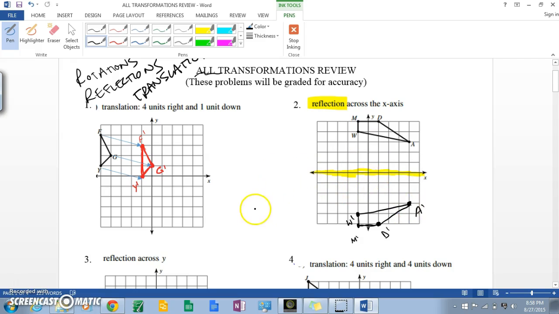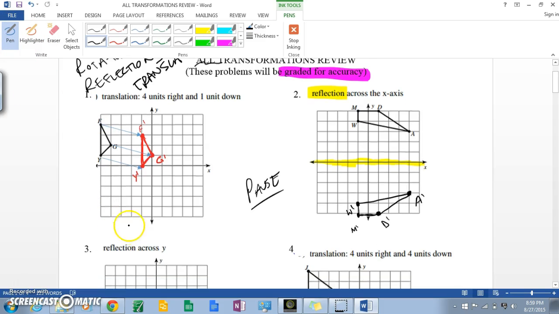Remember, if you need to, pause the video and copy down exactly what I have. I am grading these for accuracy, so I'm going to make sure you have the points where you need to be. Pause if you need to.